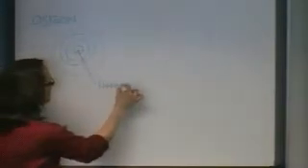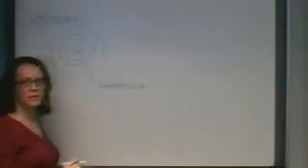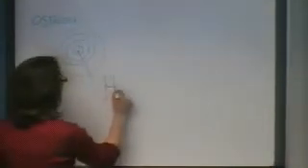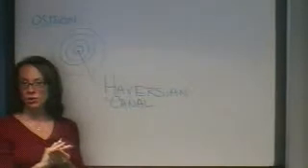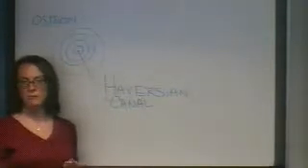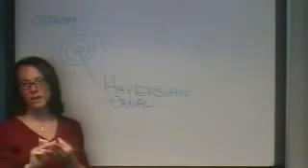Running through the center is a structure called the Haversian canal. Let me write that a little bit bigger for you. Haversian canal. The Haversian canal has a nerve, an artery, and a vein. Once again, it's called a neurovascular bundle because it has a nerve, an artery, and a vein.